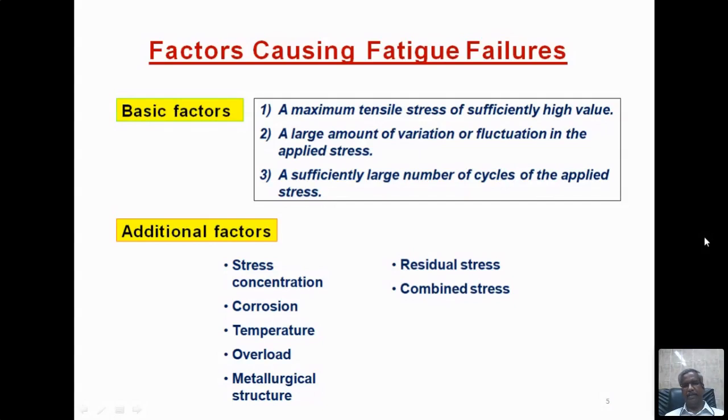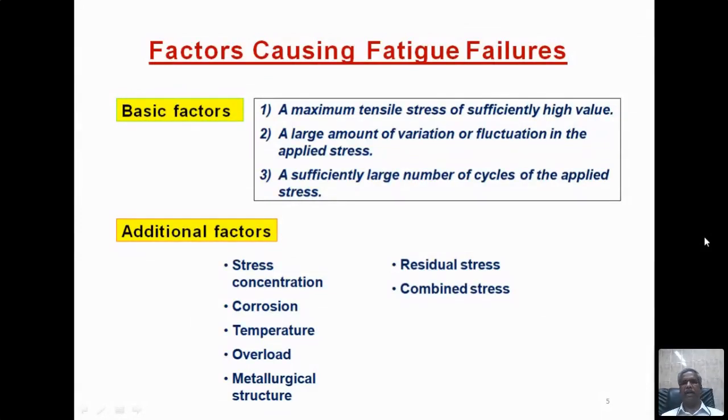So you need a tensile stress, and not only that, it should have a maximum magnitude, a higher, greater value. But tensile stress alone, the first point only, is called tensile behavior. Here the difference is the second and third points: the tensile stress will fluctuate. There is a variation in the applied stress. Variation means it is varying from maximum to minimum. Maybe it will vary from 200 megapascal to 50 megapascal, or from plus 200 megapascal to minus 100 megapascal.